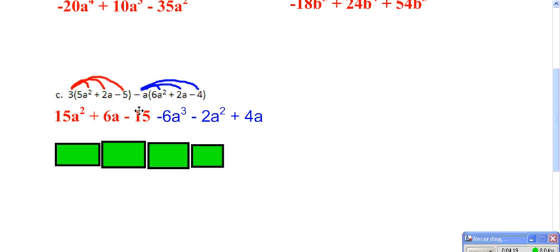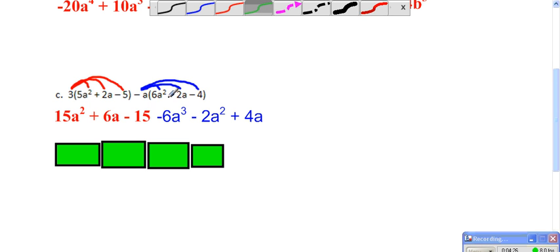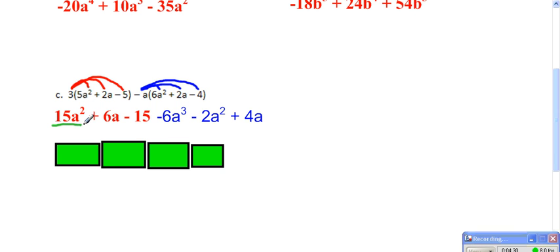Note when you look at this problem that you are not finished yet. There are still some like terms that you can combine. Like terms, we have actually 15a to the second as a like term, and we have negative 2a to the second as a like term.